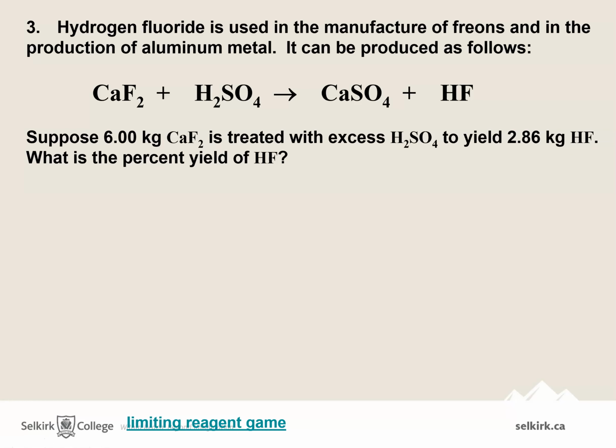Question 3. Hydrogen fluoride is used in the manufacture of freons and in the production of aluminum metal. It can be produced as follows. Now that first part of the question is supposed to be interesting to you. Whether it is or not is up to you. Here comes the question part of the question afterwards. Suppose 6 kilograms of calcium fluoride is treated with excess sulfuric acid to yield 2.86 kilograms of hydrogen fluoride gas. What is the percent yield of HF?